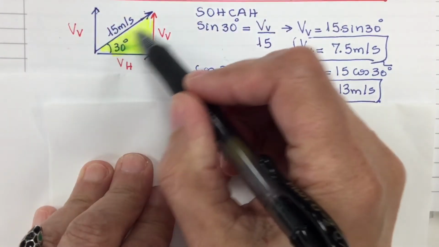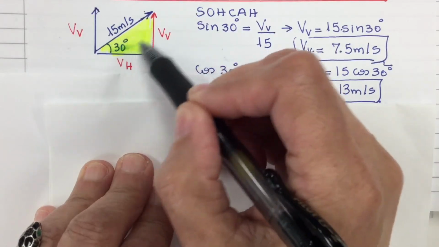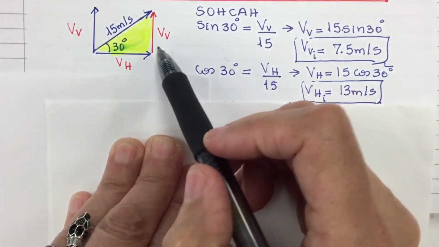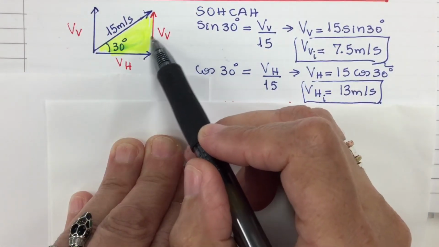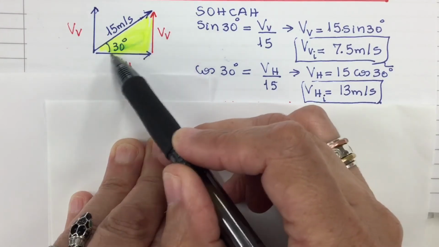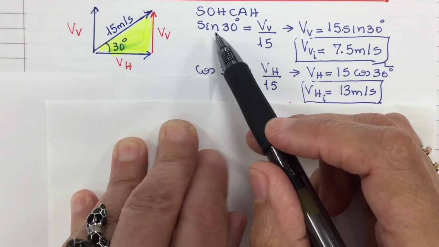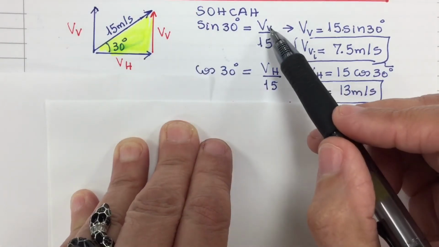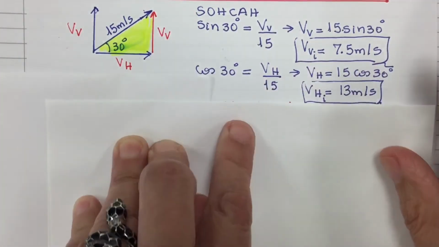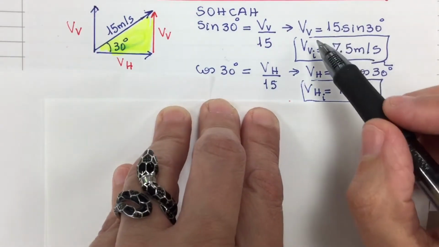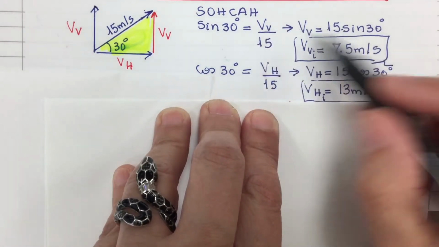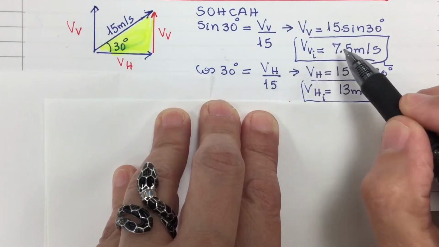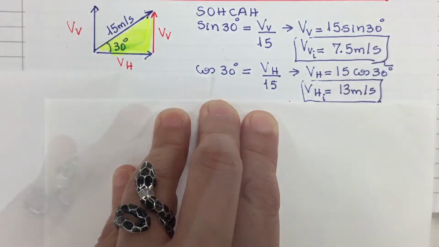And close this triangle, which is highlighted with yellow. The vertical component is opposite of this angle right here. So I'm going to use sine. Sine of this angle is the opposite over hypotenuse. So here is VV. VV is 15 times sine of 30, which is 7.5 meters per second.